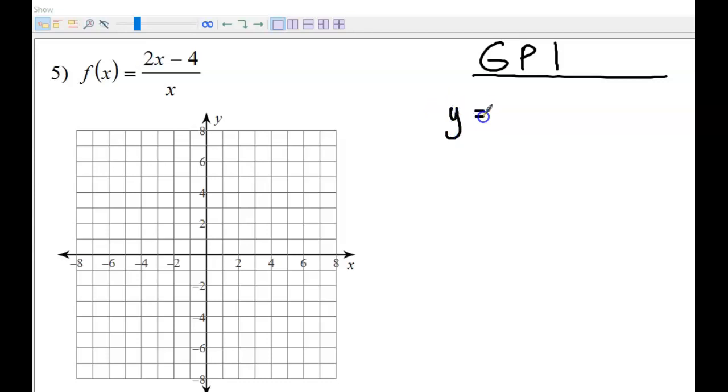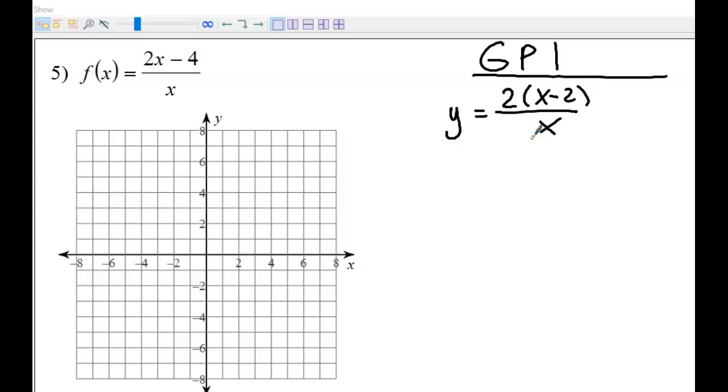To factor it, 2 and parentheses x minus 2. That's it. That was it. There's nothing to that one. That's all you had to do for that. Good. Okay, so my next question I'm going to ask you on the fly here.